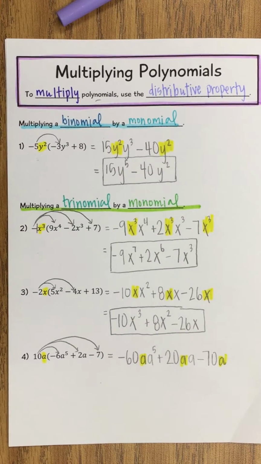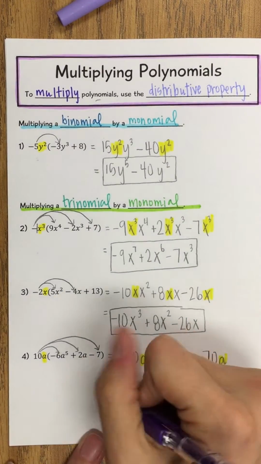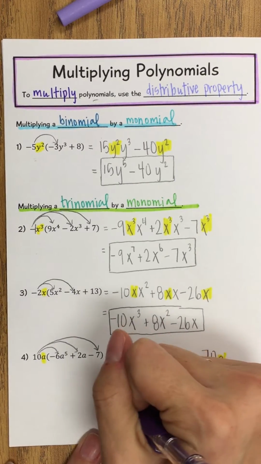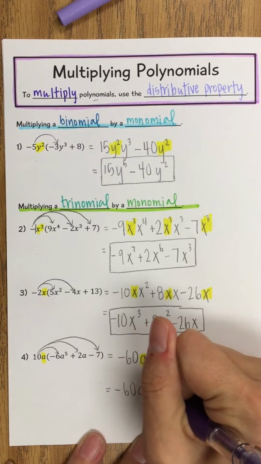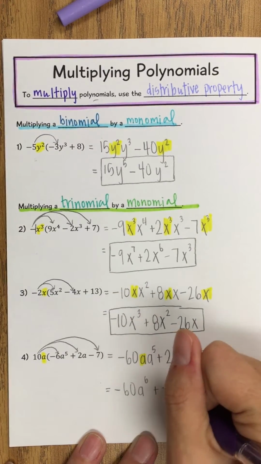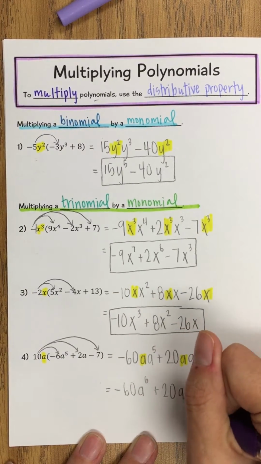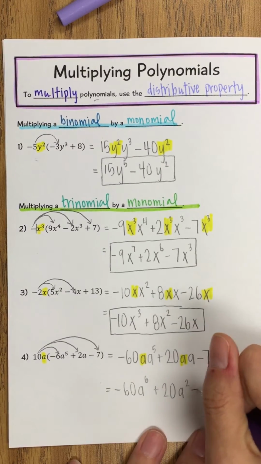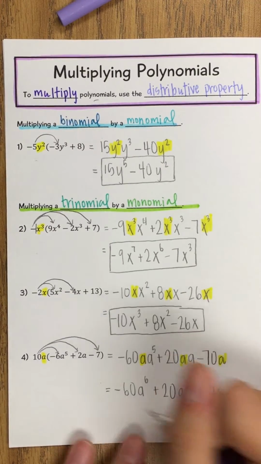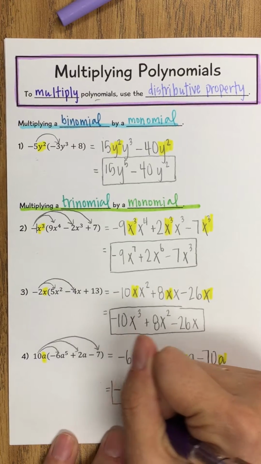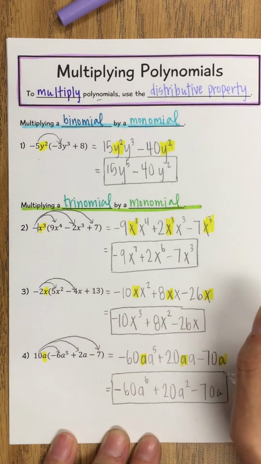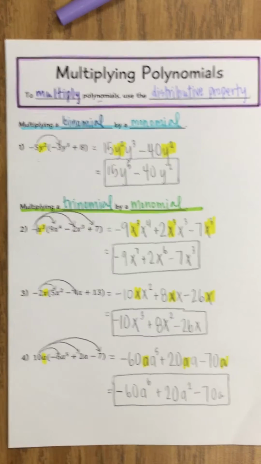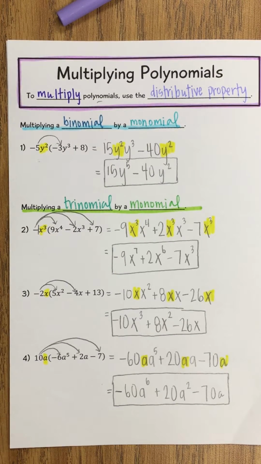So last step, as usual, is just to simplify up those variables. So we're going to do -60 a to the 6th plus 20 a squared minus 70a. So I'm really hoping at this point, as we box up this answer, that we're feeling pretty good about multiplying a monomial and a polynomial.